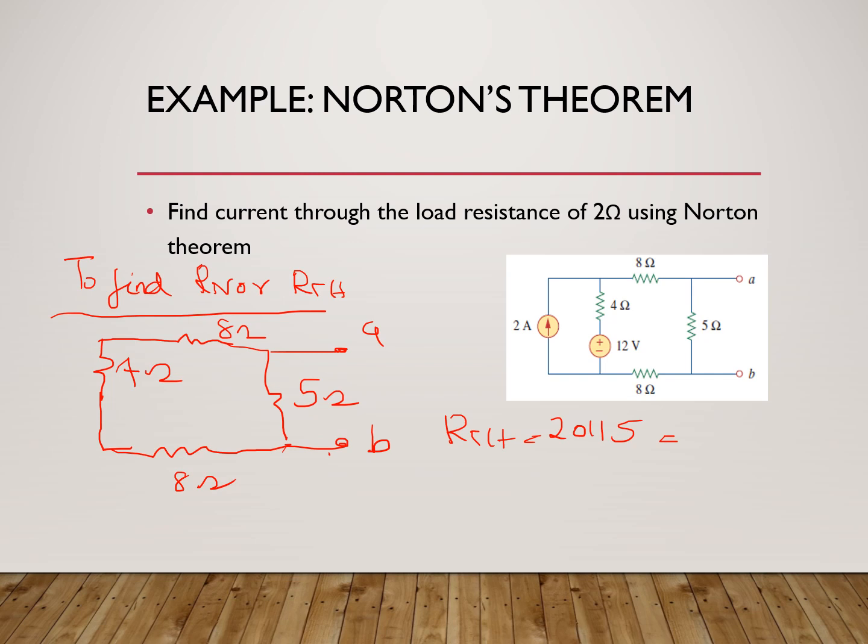8 plus 4 is 12, 12 plus 8 is 20. So 20 into 5 divided by 25. That is our equivalent, R1 R2 divided by R1 plus R2. So this becomes 5, and you have an RTH of 4 ohm resistance. So RTH has been found out as 4 ohm.